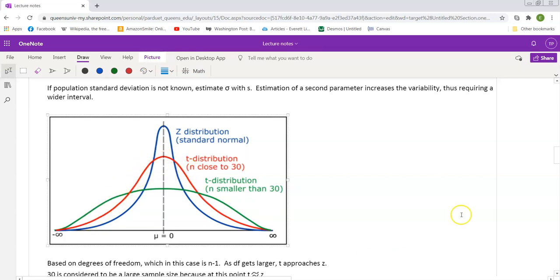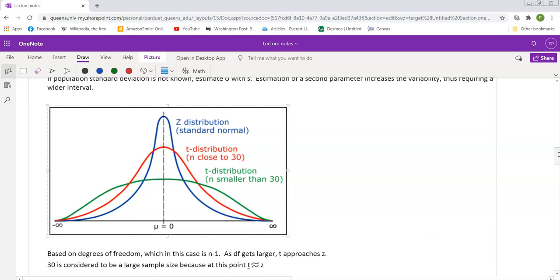If you get a larger degrees of freedom, like up closer to 30, it starts to look pretty close. And all along we've been saying that 30 is considered to be a large sample size. And this is why. Because where you get to about 30 degrees of freedom, or 29 or so, the T distribution starts getting so close to the Z that they're practically equal. They're not exactly equal, but they're pretty close. So that's where the 30 comes from.